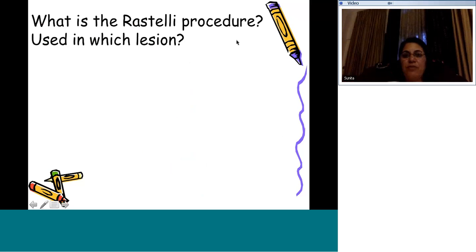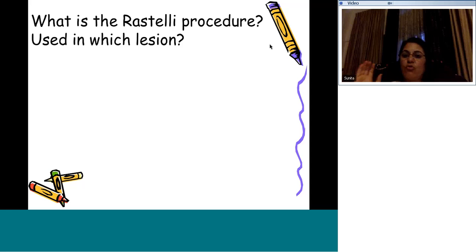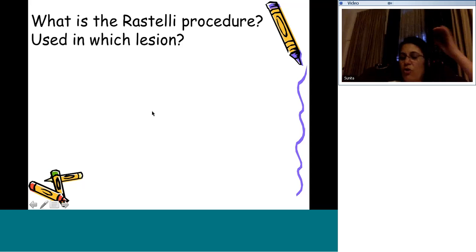Okay, what is the Rastelli procedure and which lesion do you use it in? I'm not going into details of each lesion today because this is just an overview of all surgical procedures. So Rastelli is VSD closure in a way that routes LV to aorta, right, and RV to PA conduit, which is the typical lesion Rastelli is used in.